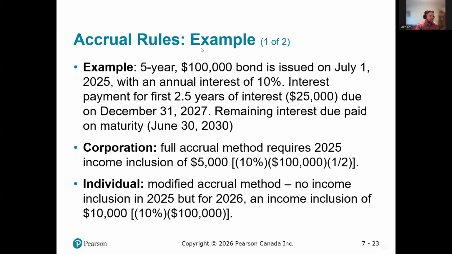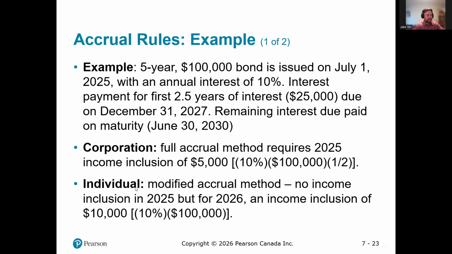So the accrual rules in this example: we have a 5-year, $100,000 bond issued July 1st with an annual interest rate of 10%. Interest payment for the first 2.5 years of interest is due December 31st, 2027. The remaining interest is paid on maturity. The corporation uses the full accrual method.